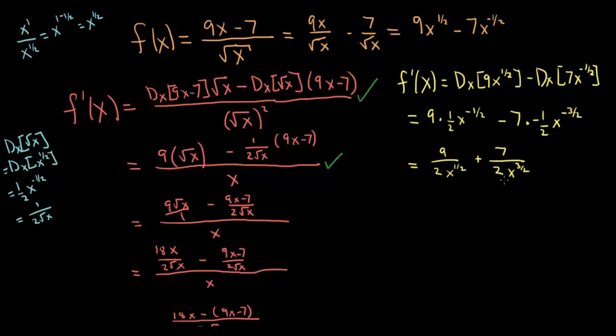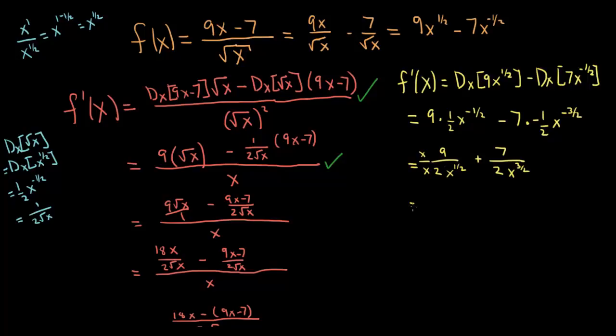Now, I want to combine this fraction. Again, this is just simplification, not calculus. If I want to combine this fraction, I need a common denominator. Well, they both have a 2. There's an x to the 1/2 power and x to the 3/2 power. So how might I get a common denominator? I think the thing we need to notice here is that if we multiply by x over x, that will give us a common denominator.